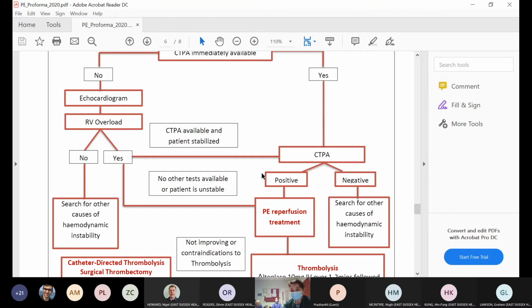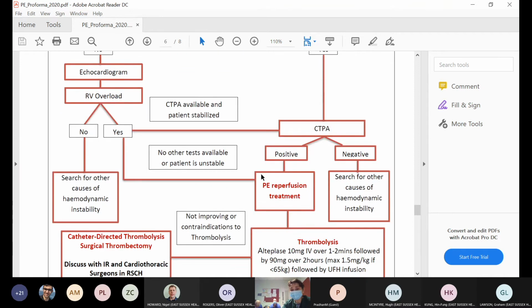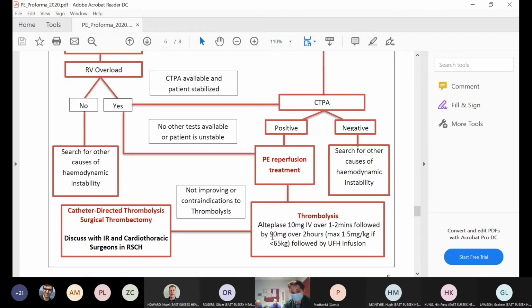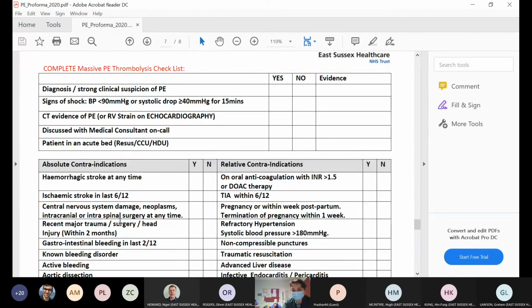So if thrombolysis, as I said, 10 and 90 alteplase in massive PE. As I said, plan B would be, if you can't do thrombolysis, you speak to Brighton. This is a tick box list, because when you're stressed, you can't think. There's a tick box brief here on the page.